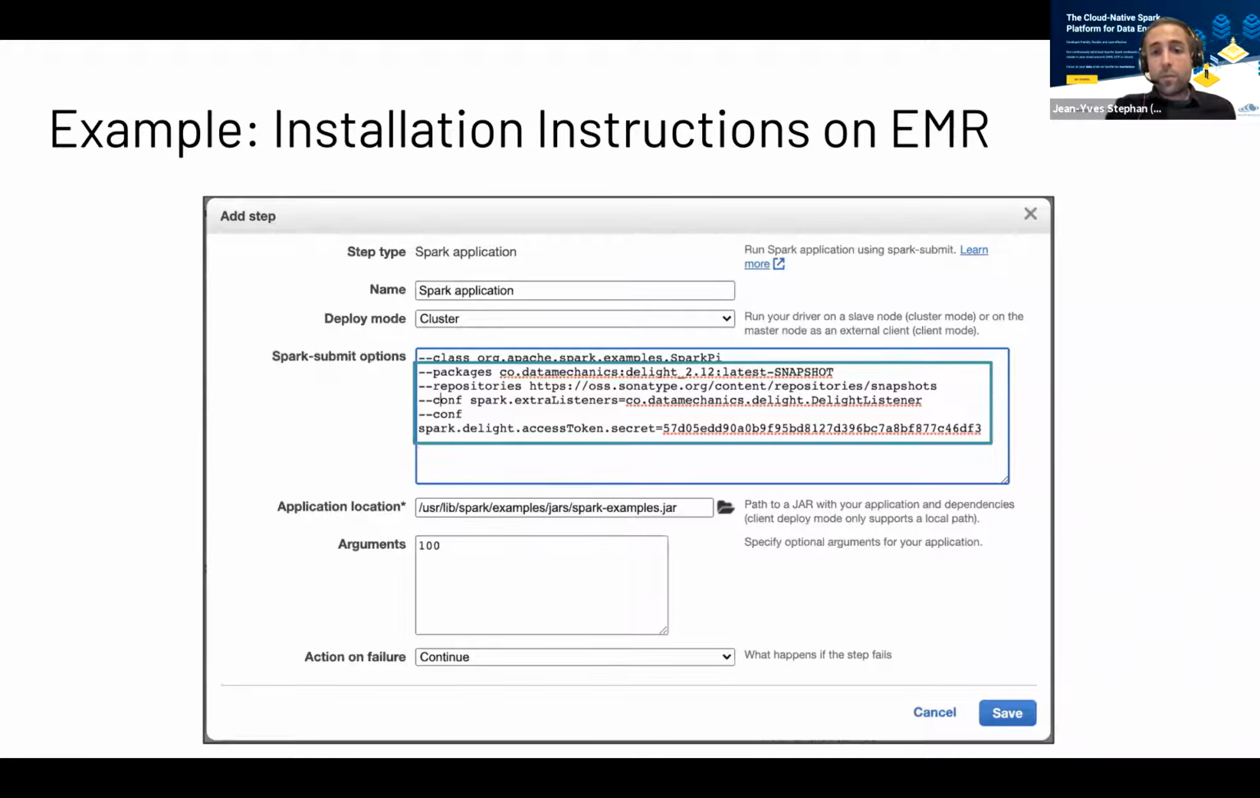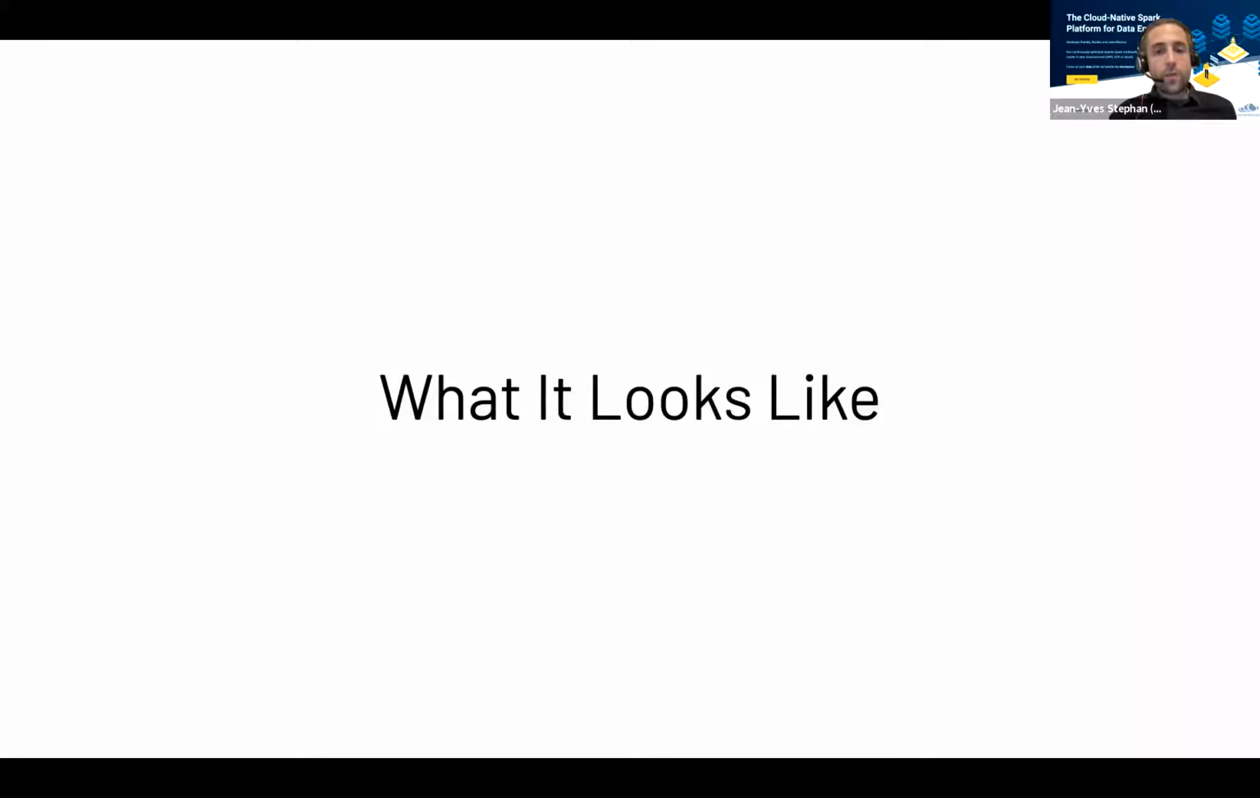I have another example on EMR, which also looks kind of similar to how you would do it in open source or using spark-submit. You just need to provide a few additional flags to your spark-submit options. So the package basically lets you download the Delight jar, and then the listener, and the access token is the thing you created earlier. And similarly, for other major Spark platforms, you can just see this on the GitHub.